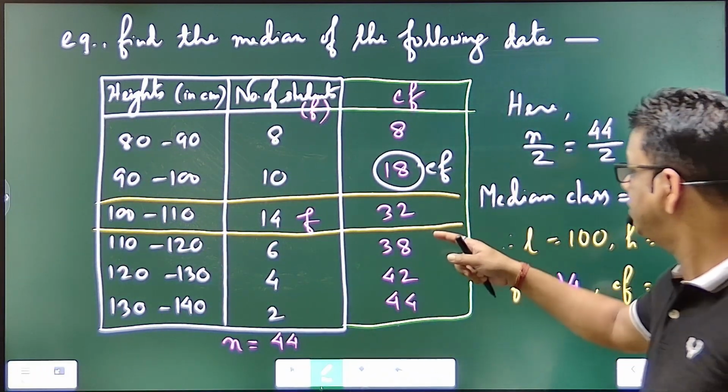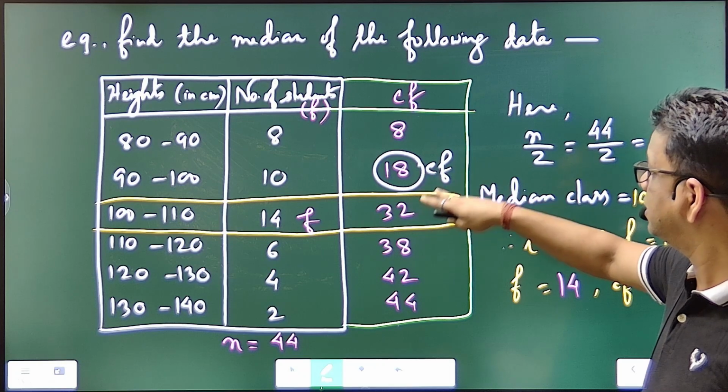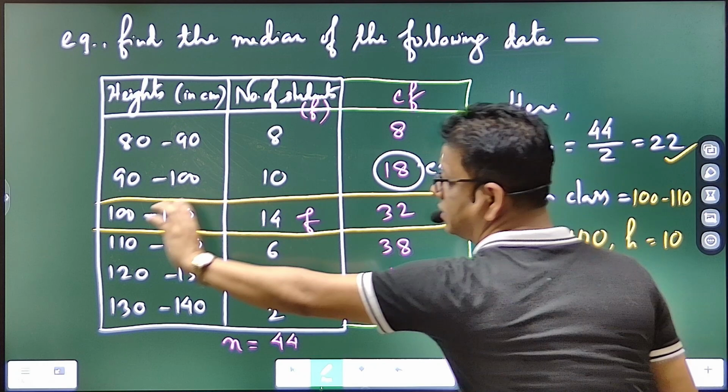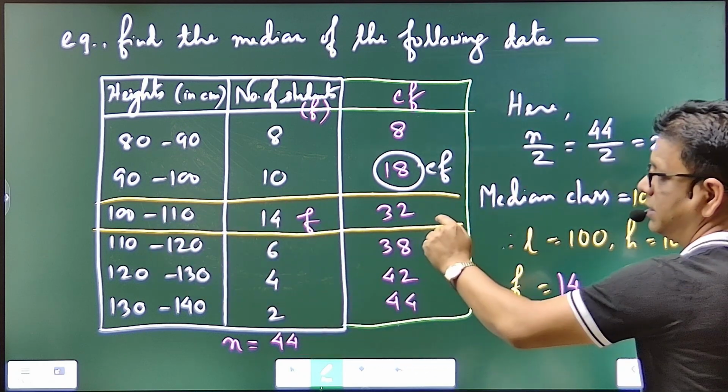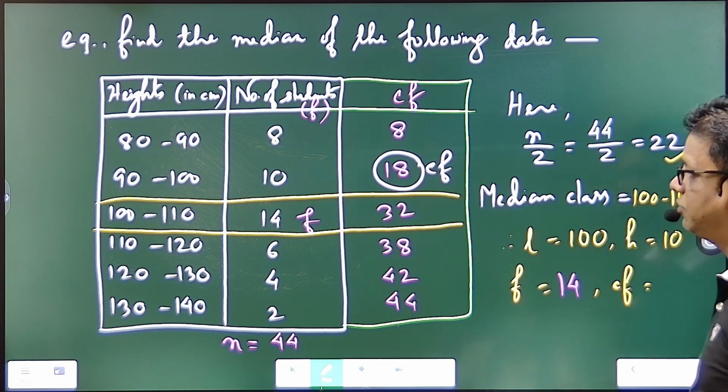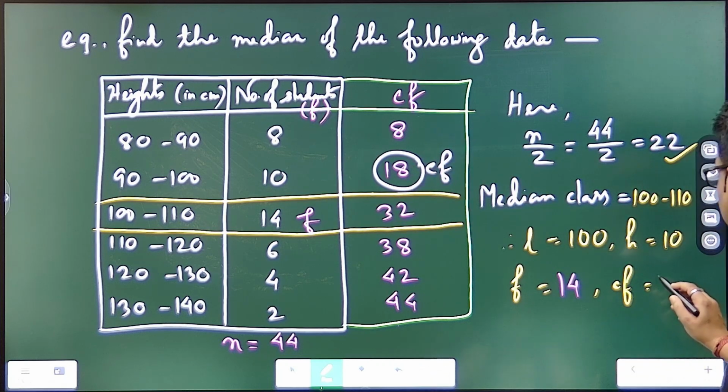So the CF is the cumulative frequency preceding the median class. So the median class is this. From here we get F. But CF is not 32. The previous class is 90 to 100, so that previous CF is to be taken. So your CF will be 18. Is it okay? Done now? Now we just need to put this in.